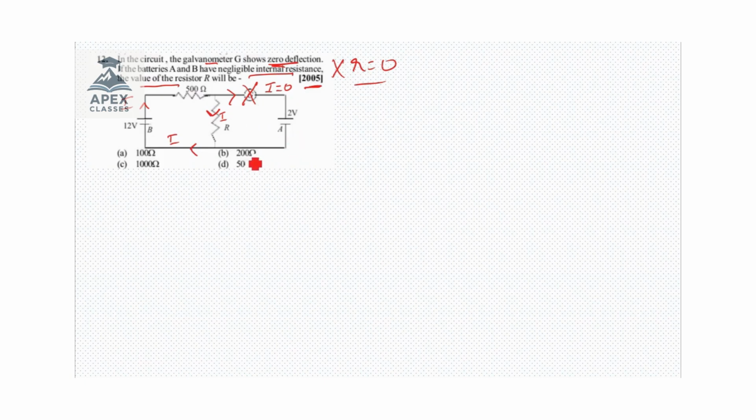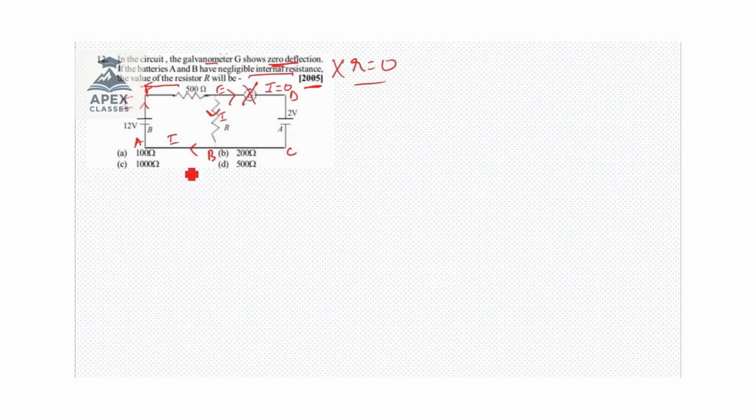ठीक है. सो नाउ वी विल अप्लाई कर्शॉफ्स लॉ. ठीक है. चलो, लेट्स अप्लाई. सो लेट्स नेम द लूप, लेट्स टेक दिस एज बी. चलो, सो ए बी सी डी ई एंड एफ. ओके. Different methods are there, but I am taking this example so that I can solve it using Kirchoff's law.